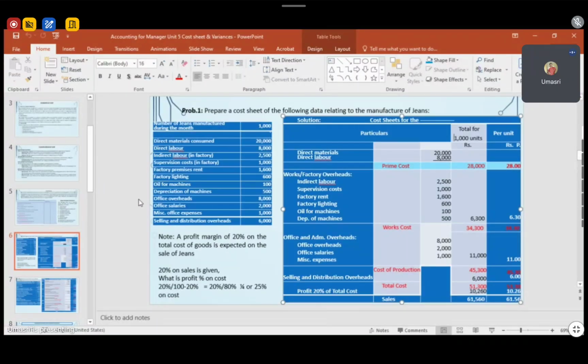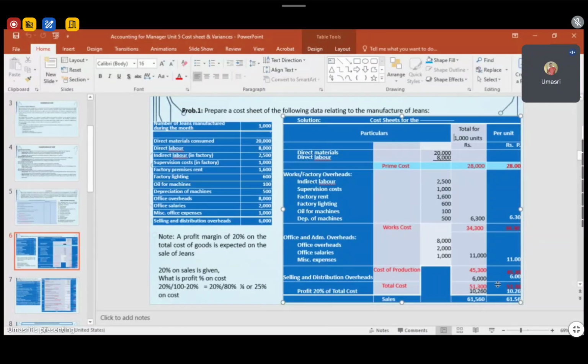Then office and administrative overhead, what are they? See here, office salary, and then miscellaneous office expenditure. Only these expenditures, if you are adding works cost plus office expenditure, is called cost of production. Cost of production plus selling and distribution overheads, that is called cost of sales, right? So cost of sales is 51,300. Now we have to find out sales.